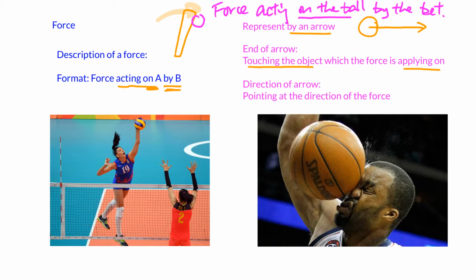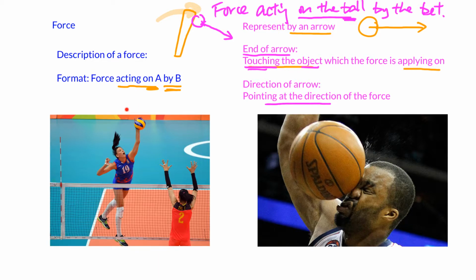Because it is adding on the ball, the end of the arrow has to be touching the object, so the object will be the ball. So I have a force touching here, and the arrow points in the direction of the force, because I'm swinging the bat in this direction. After it touches the ball, it goes in this direction. So this is how we draw the force: draw an arrow to represent the force.